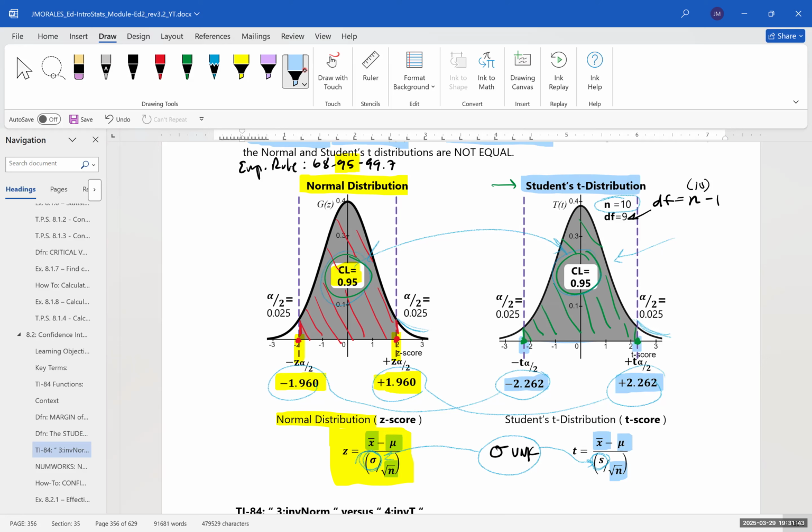Okay, so these are all of the similarities and the differences between these two distributions here. And I hope that it helps to see these two distributions side by side. You can see the areas where they're exactly the same, but even though in these areas they're exactly the same, there are differences in the critical values.